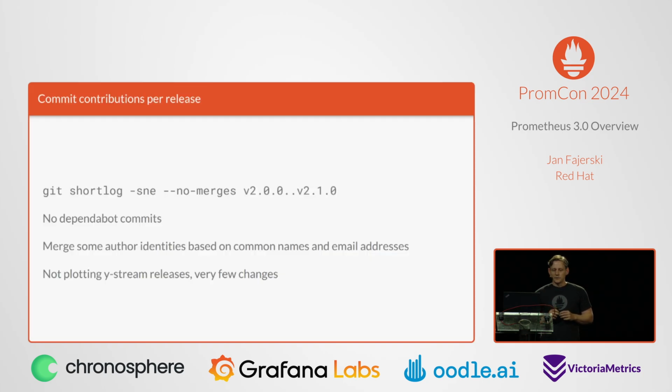Next thing I looked at was the commit contributions per release. So Git shortlog output that already accumulates based on authors. I looked at the commits that happened between releases. Filtered out a couple of commits, dependabot commits really. I merged some author identities based on common names and email addresses, because some of the members have, I don't know, 7 different personas or so. And I declined on plotting a couple of the Y-Stream releases just because they have very few changes and don't really add anything to those numbers here.